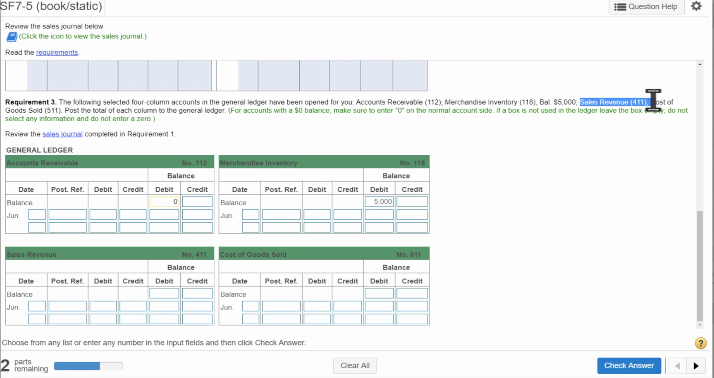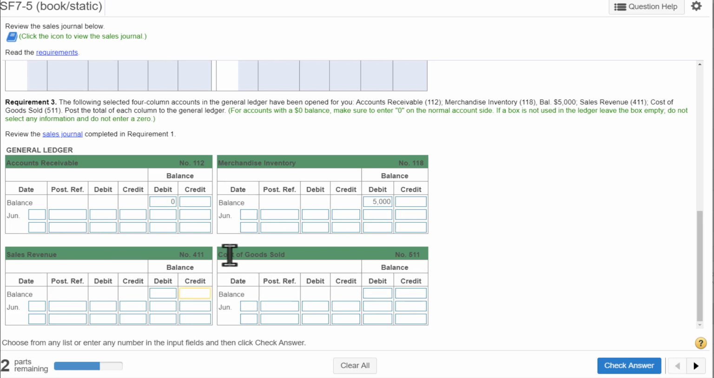Sales revenue, account 411, does not have a balance. So sales revenue, the plus side is a credit. So I'm putting the 0 there. Cost of goods sold, notice it does not have a balance. So I have to put the 0 balance on the plus side.